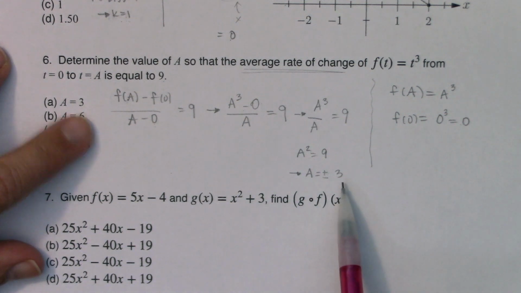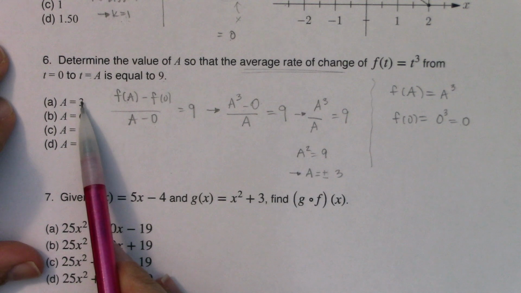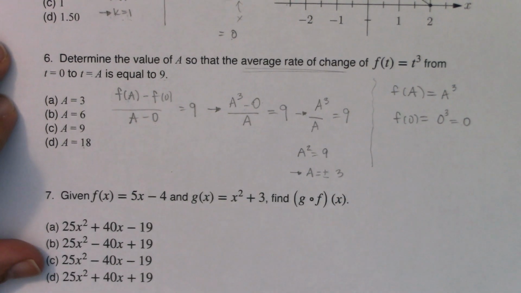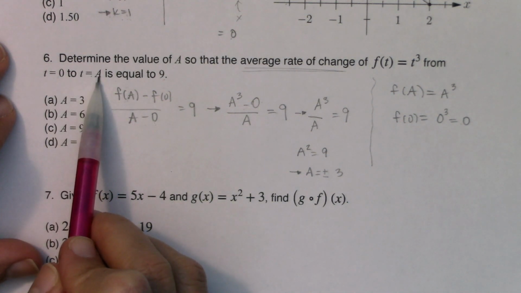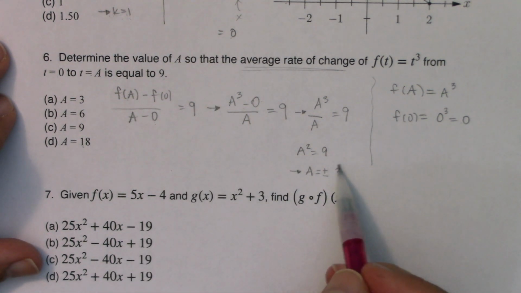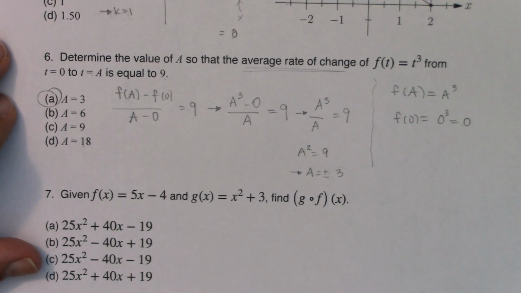And so if I want to determine which value I pick, I could look at the multiple choice answers. There is no -3 as an option. So I know I'm going to pick +3, but it also says start at 0 and head out to a. And that implies that a is the larger of the two numbers. So I would pick the positive root anyways. So my ultimate answer, a equals 3.